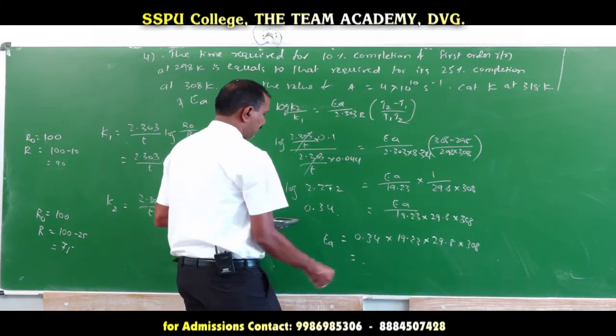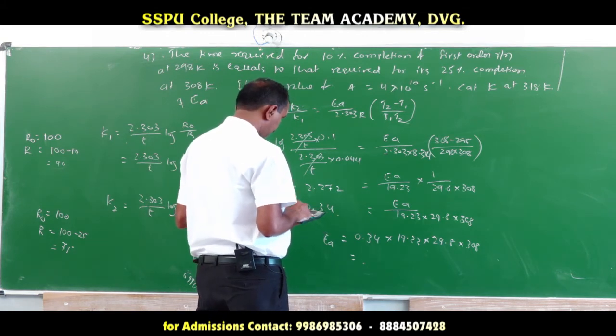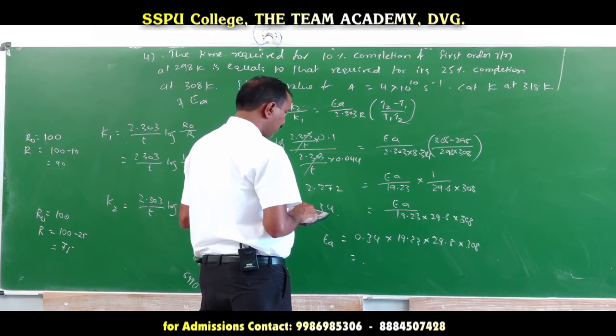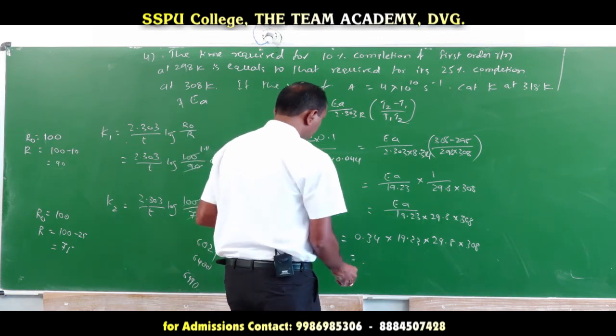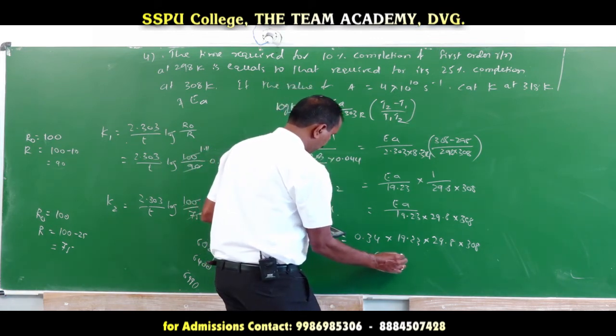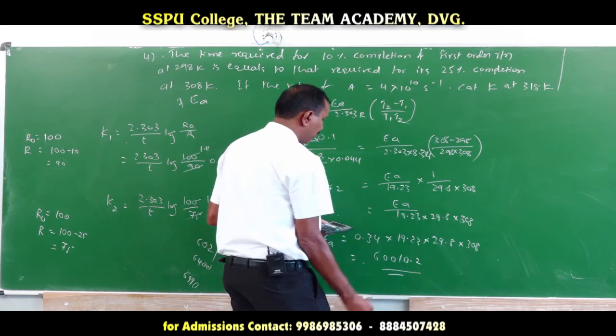Okay. 0.34 into 19.23 into 29.8 into 308 is nearly 60010.2.